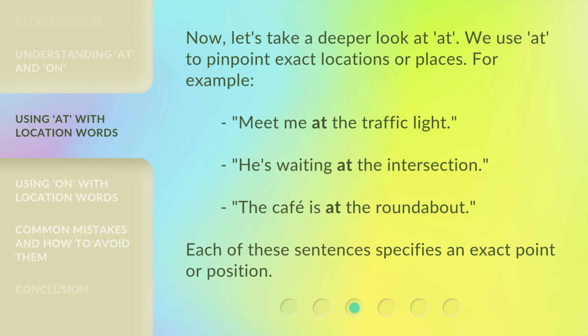Now, let's take a deeper look at at. We use at to pinpoint exact locations or places. For example, meet me at the traffic light. He's waiting at the intersection. The cafe is at the roundabout. Each of these sentences specifies an exact point or position.